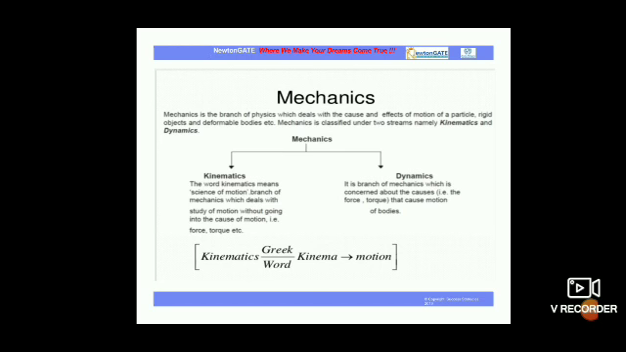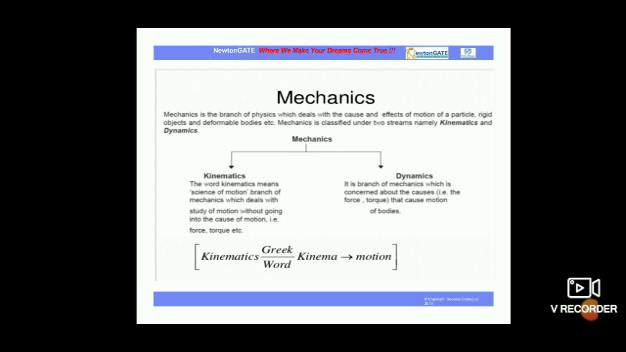First, let us deal with the word mechanics. Mechanics is a branch of physics which deals with the cause and the effects of motion of a particle, rigid objects and deformable bodies. That is, mechanics is classified under two streams, namely kinematics and dynamics. Here, we are more interested in kinematics.